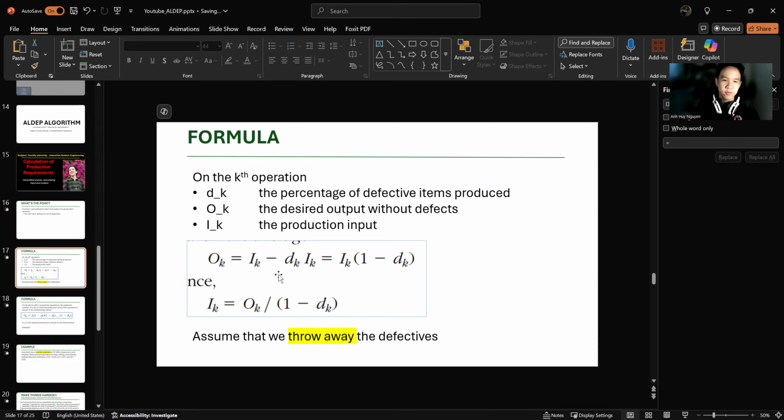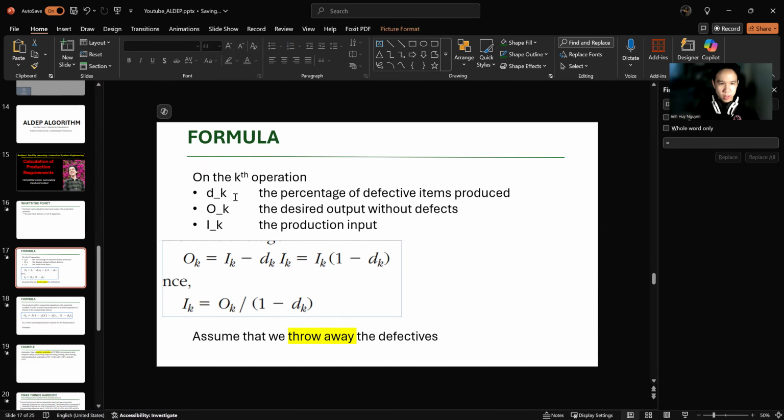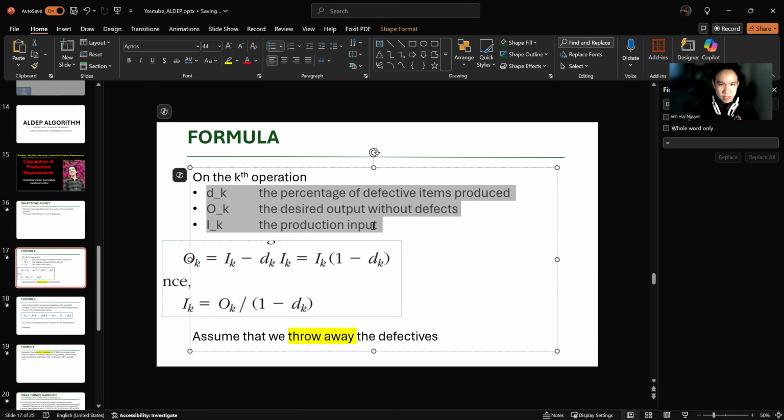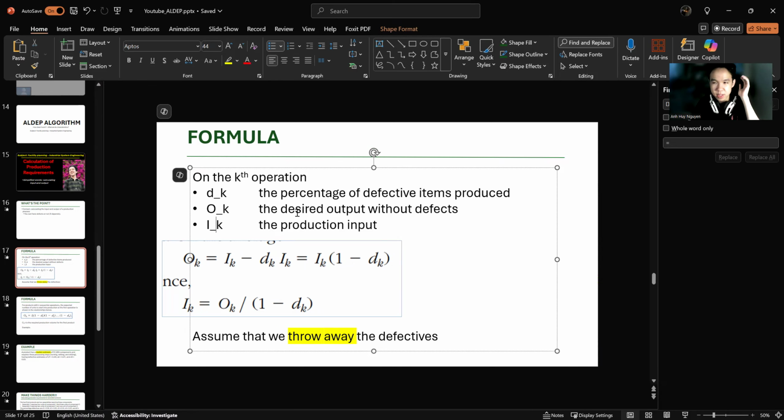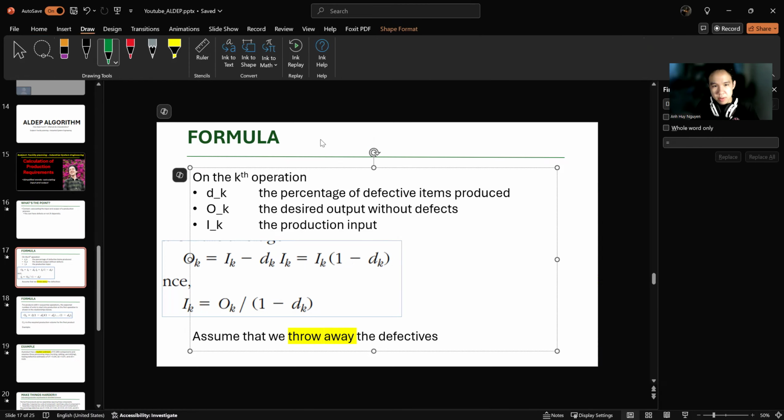Firstly, the formula. Here are the parameters you need to keep in mind. The DK is the percentage of defect items. O and I are the output and the input. Let me explain the formula a little bit. I think it's easy for you, but I'll still go through it.